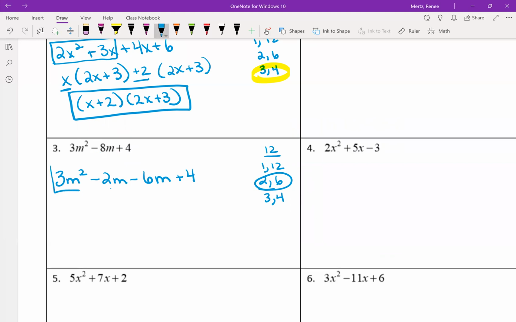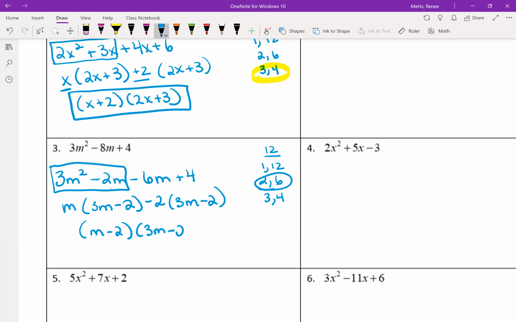I box the first 2 terms, take out the greatest common factor, repeat the factor. I get a negative 2 there to make it true. 2 sets of parentheses. Awesome.